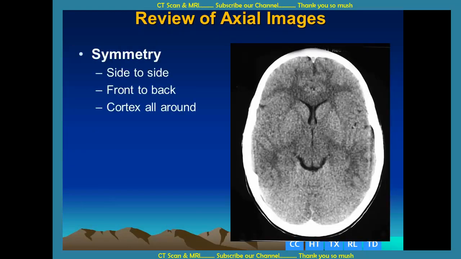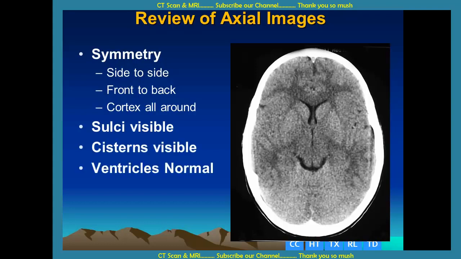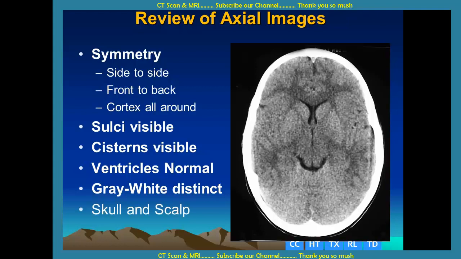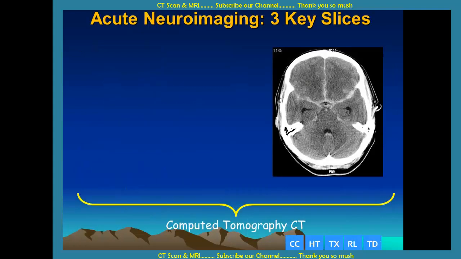If we review the axial images, we want to compare them from side to side and front to back and look for the cortex all the way around. We want to make sure that the sulci are visible, the cisterns are visible, the ventricles are normal, and that we can see the gray-white matter distinction. We can also look at the skull and scalp for signs of trauma. Let's take a look at a case.